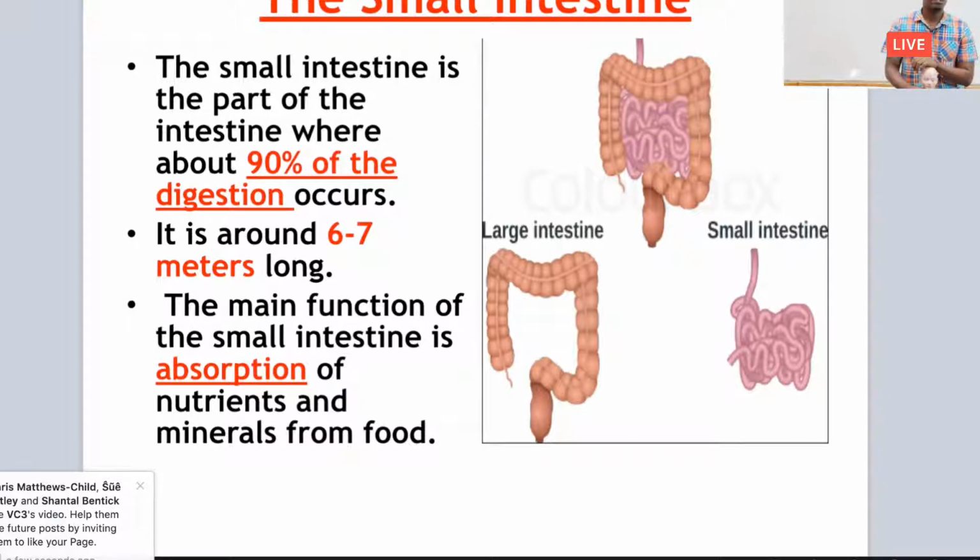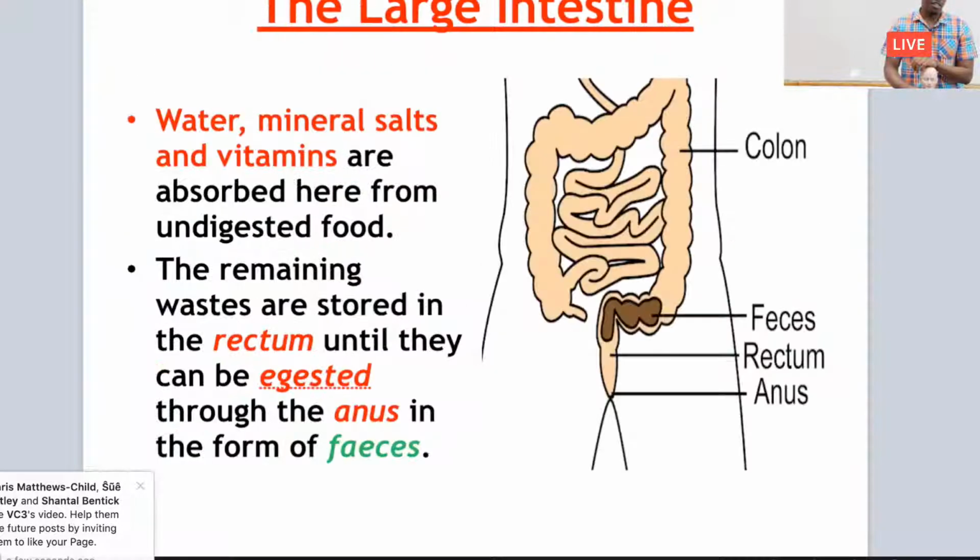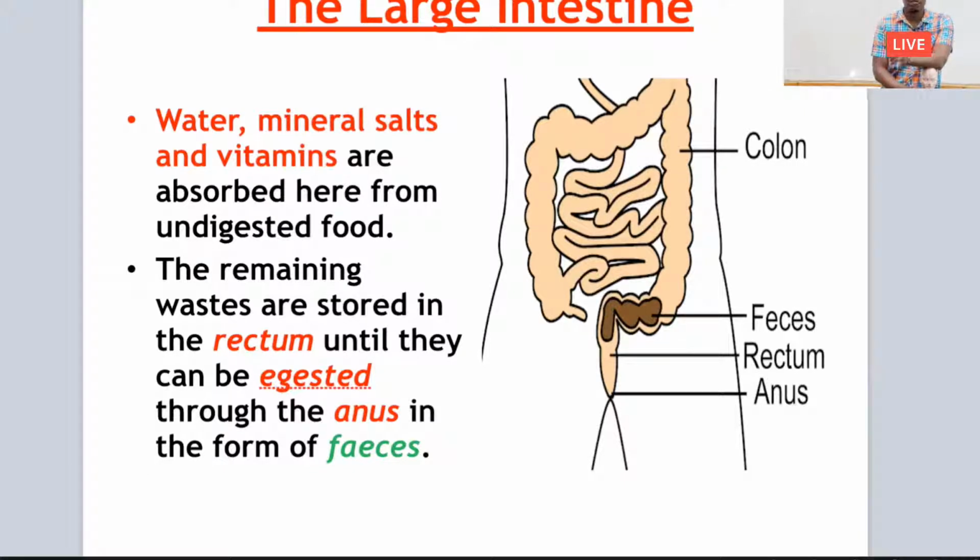It will move on to the large intestine. So let's look at it carefully. It says water, mineral salts, and vitamins are absorbed here from undigested food. The remaining waste is stored in the rectum until it can be expelled through the anus in the form of feces. So if we backtrack a little bit more, we started in the mouth, went through the esophagus, came down to the stomach, through the small intestines, and now we are in the large intestines.